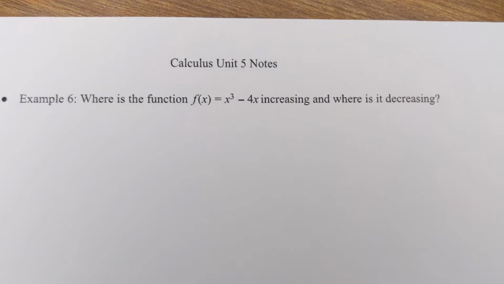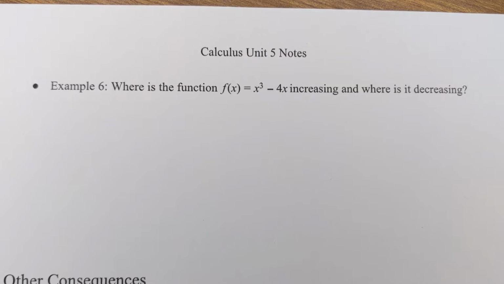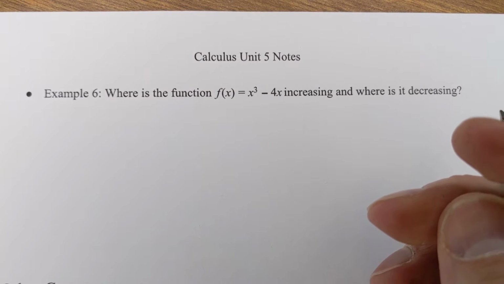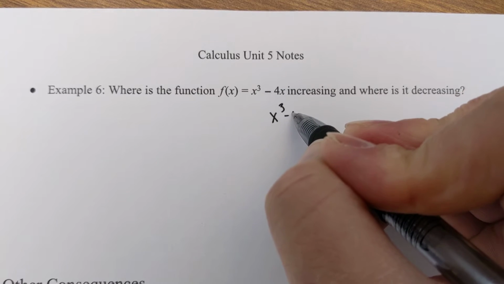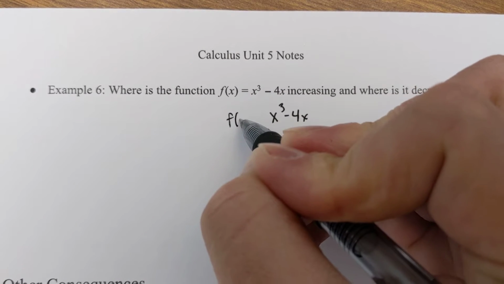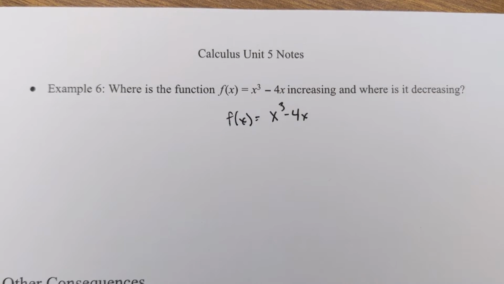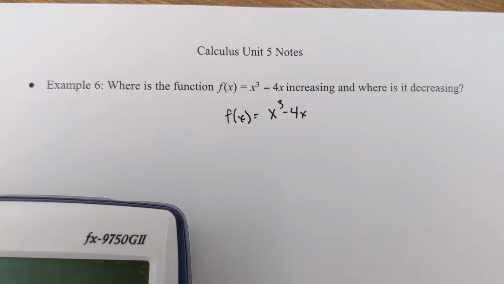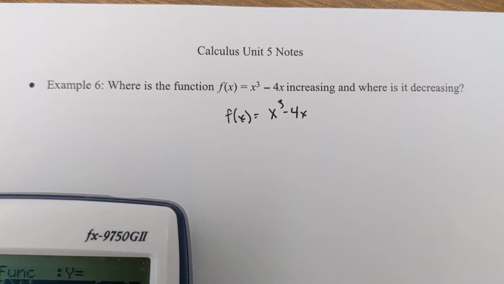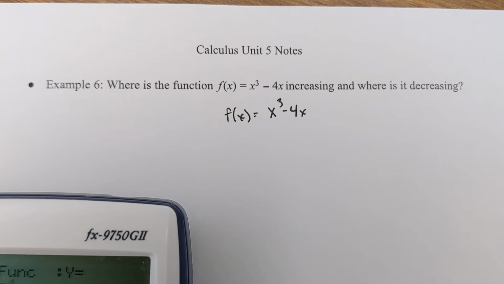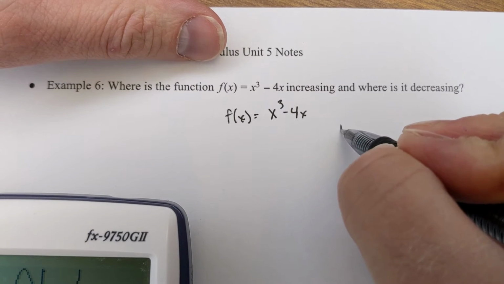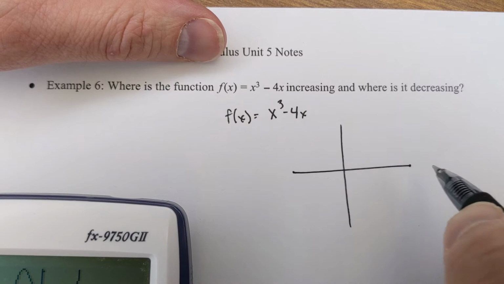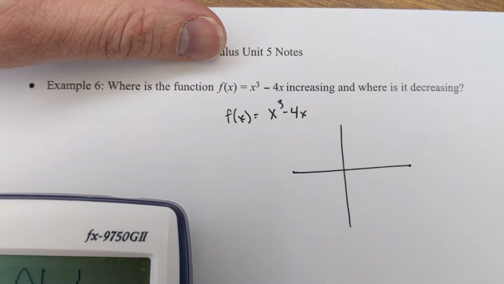So example 6, where is the function x cubed minus 4x increasing, and where is it decreasing? Once again, we're just going to look at our graph. Let's see here, x cubed minus 4x. Draw it. So that looks something like, let's see here.